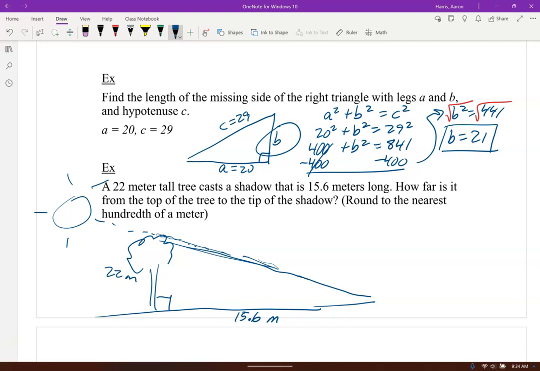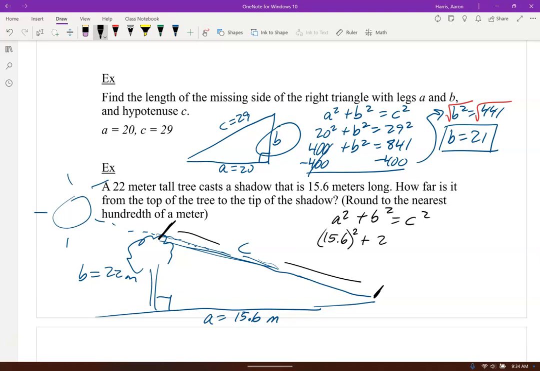Okay, so let's go a, b, c. How far is it from the top of the tree to the tip of the shadow? In other words, what's this side length c, this hypotenuse? So again, a squared plus b squared equals c squared. We're solving for c. a is 15.6, so I get 15.6 squared, plus b is 22 squared, equals c squared.